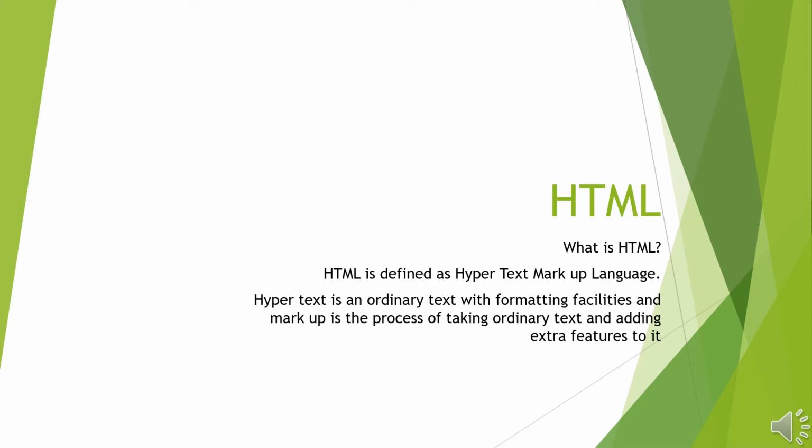So here, hypertext means it is an ordinary text with formatting facilities, and markup is the process of taking ordinary text and adding extra features to it.